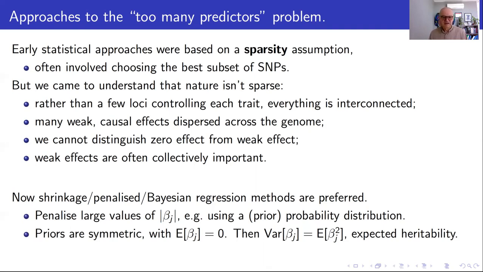of the problem. The priors have to be symmetric because of the arbitrary labeling of alleles. We don't know which one is going to be the positive and which the negative effect, typically. And in that case, the variance becomes the key parameter. Because I've said beta squared is the heritability, the variance of the effect size distribution is the expected heritability. And I'm going to be really focusing on that as an important parameter.